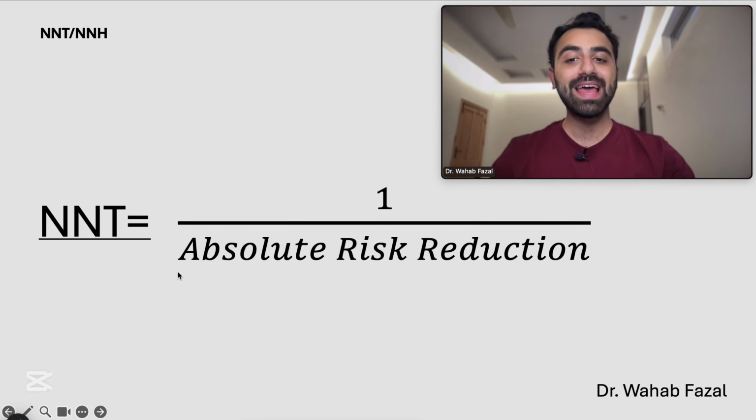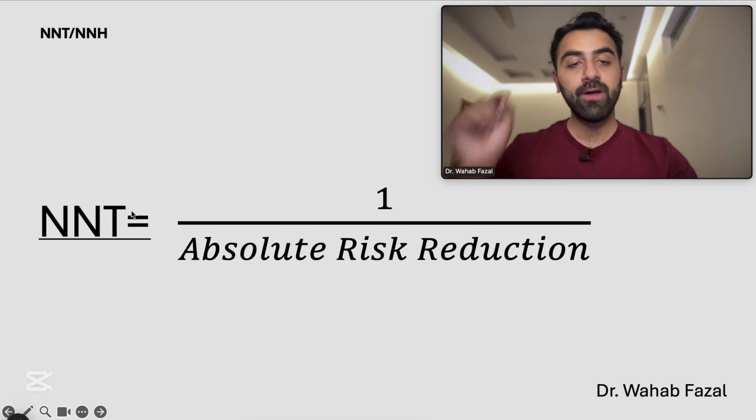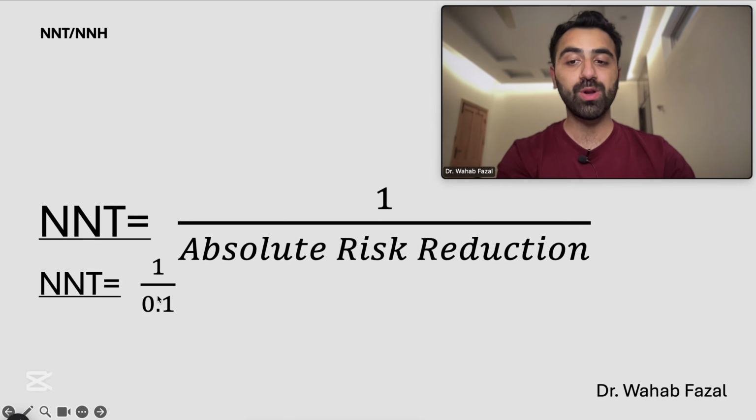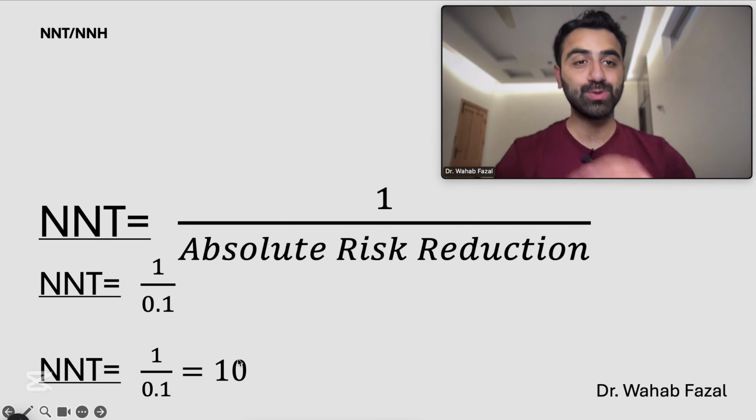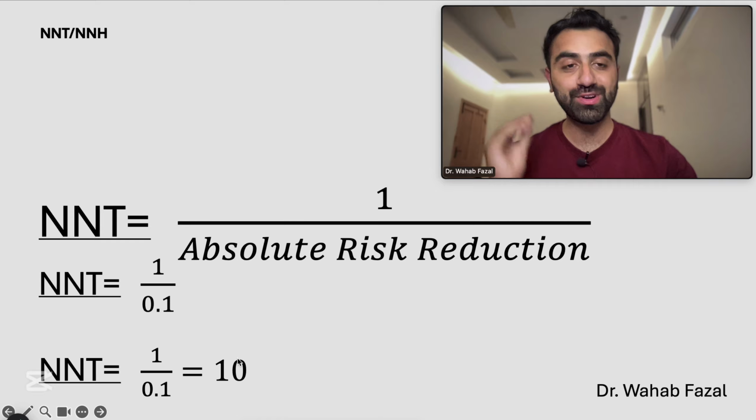Remember, drugs absolutely treat the patient. Therefore, you get absolute risk reduction along with number needed to treat for drugs, for medications. Therefore, you just divide 1 by absolute risk reduction, which in our case was 0.1. 1 by 0.1 leads to 10, and that is the number needed to treat for this question.